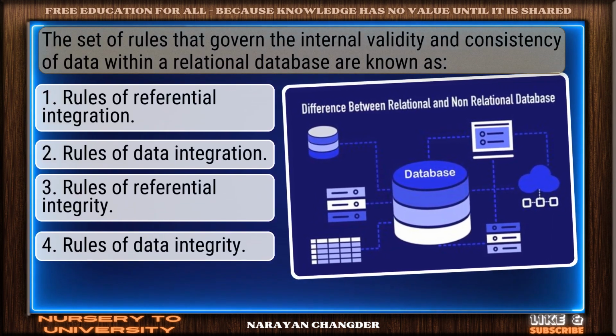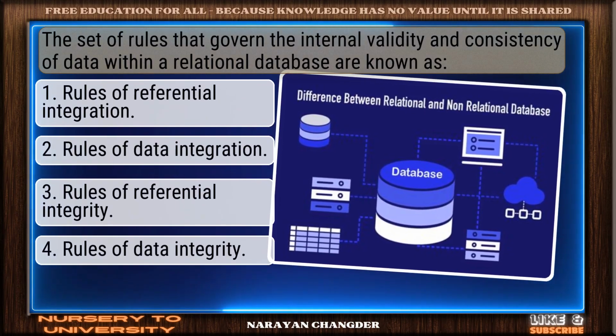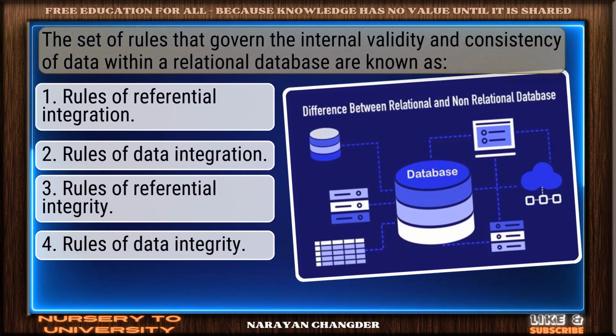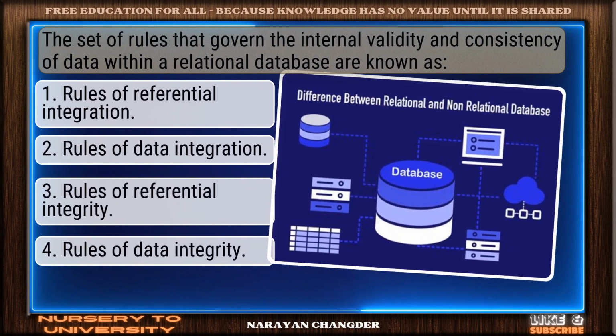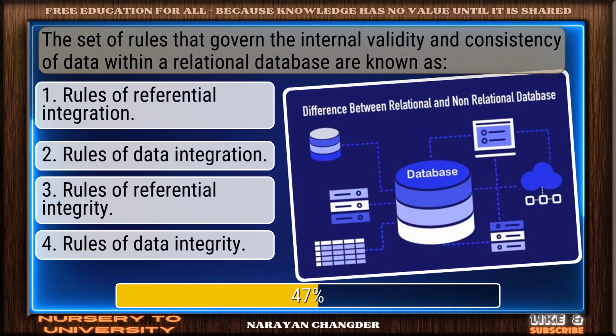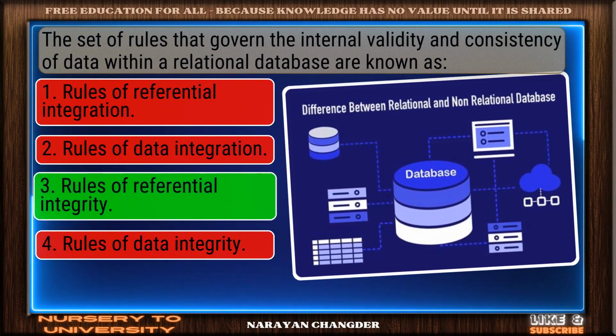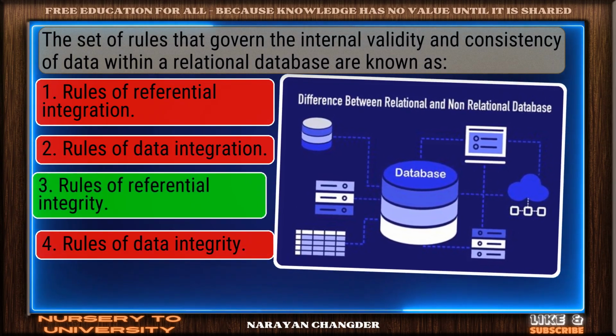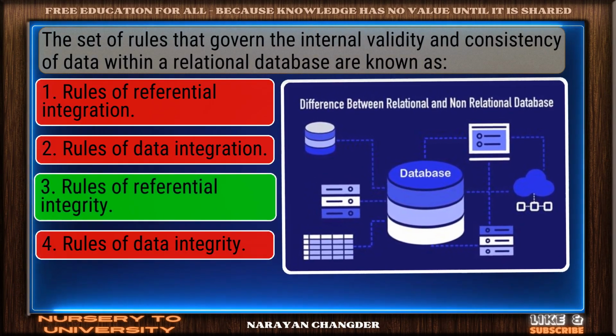Question number 5. The set of rules that govern the internal validity and consistency of data within a relational database are known as. Well done. Rules of referential integrity is the right choice.